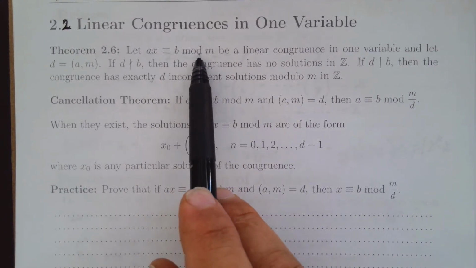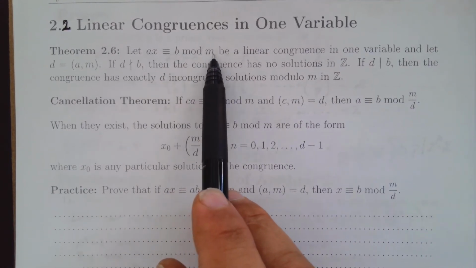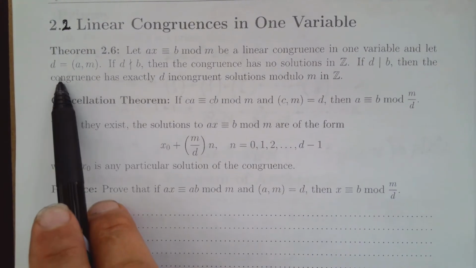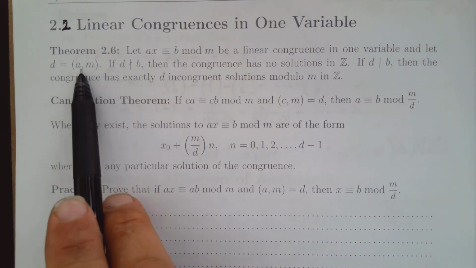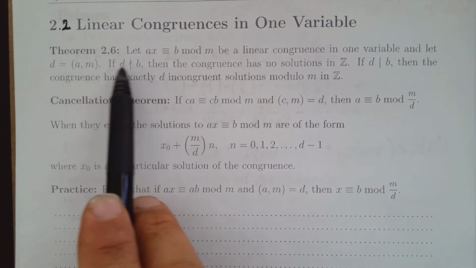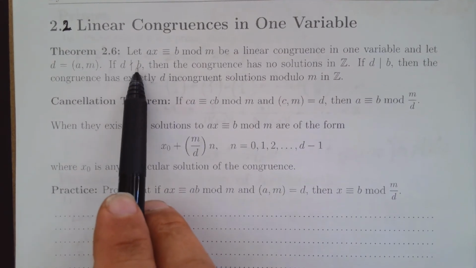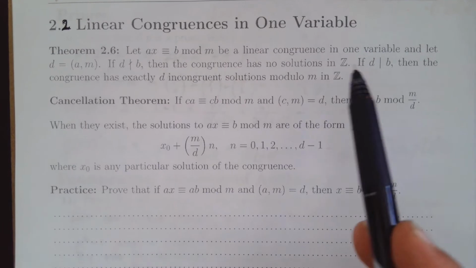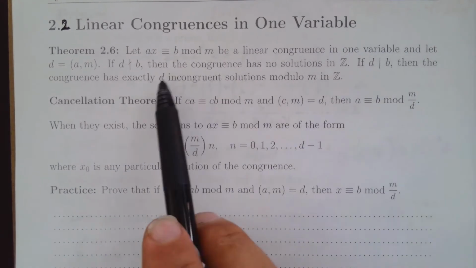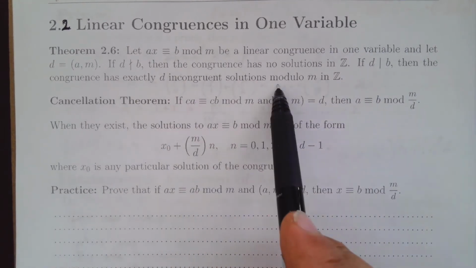We've talked about these linear congruences of the form AX is equivalent to B mod M, and how they have solutions only if the greatest common divisor of A and M divides B. If that greatest common divisor does not divide B, there are no solutions. If it does divide B, we have exactly D incongruent solutions.